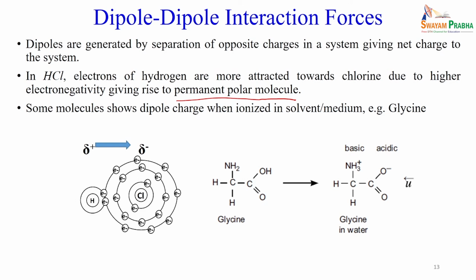But the other example is where dipoles are generated depending on the environment or medium. Like one amino acid, glycine, is not having any dipole, but if you put it in the aqueous medium, or you can say in water, the amine group is going to have the partial positive charge, and the carboxyl group is going to have the negative charge. So, this is called the induced dipole. So, if there are two dipoles, again there will be an interaction between the dipoles.